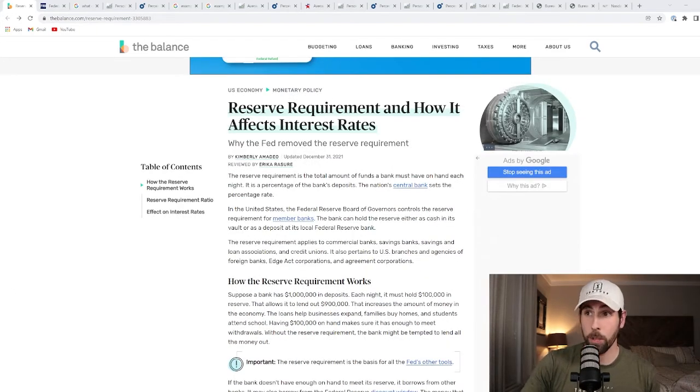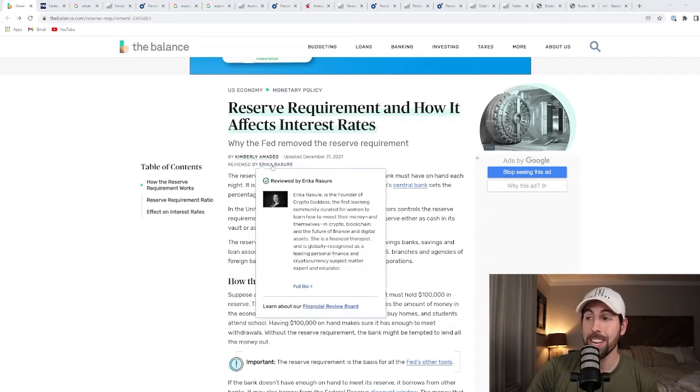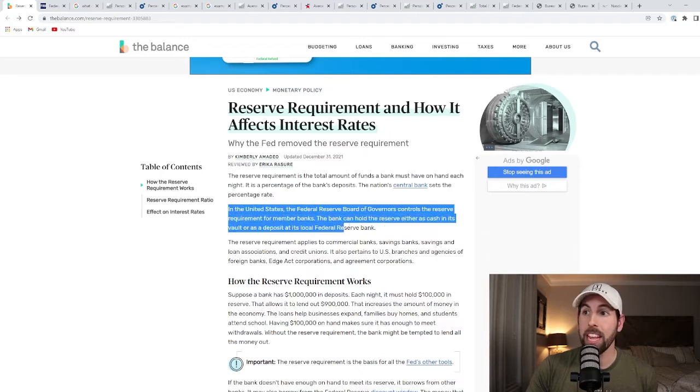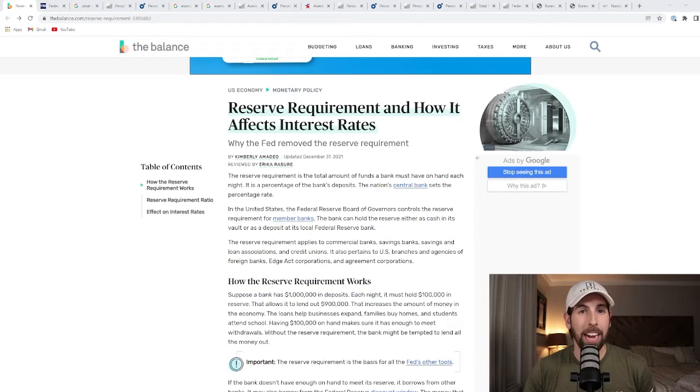Starting from the top here, the reserve requirement is the total amount of funds a bank must have on hand each night. It is a percentage of the bank's deposits. The nation's central bank sets the percentage rate. In the United States, the Federal Reserve Board of Governors controls the reserve requirement for member banks. The bank can hold the reserve as either cash in its vault or as a deposit at its local Federal Reserve Bank. So we're going to switch back and forth to this article quite a bit in this video.